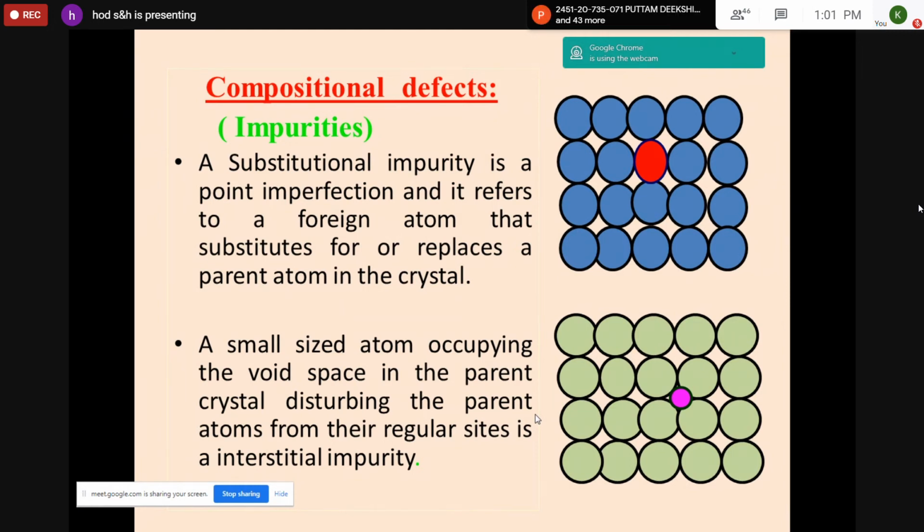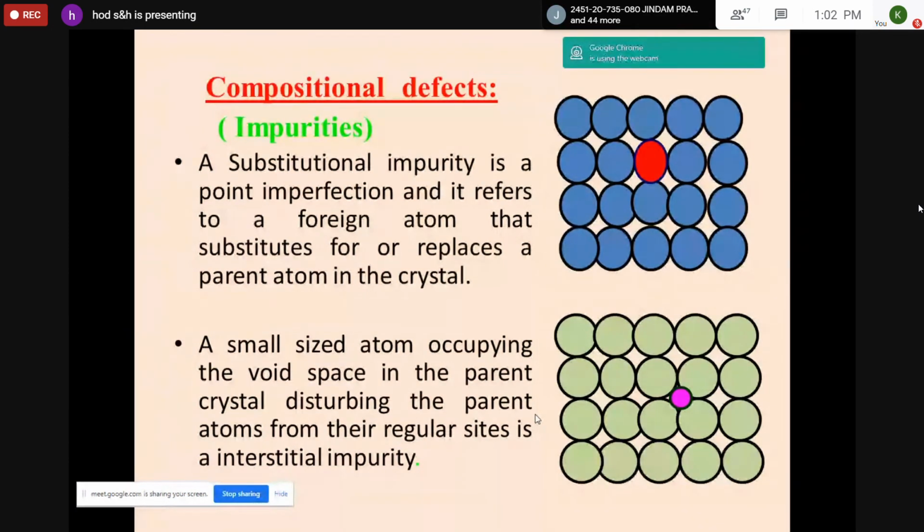If a foreign atom occupies a regular position, it is a substitutional impurity. If a foreign atom occupies an irregular position or void space, then it is called an interstitial impurity. Note down these two. Is this concept clear? Compositional defects? Yes, sir. Please note.